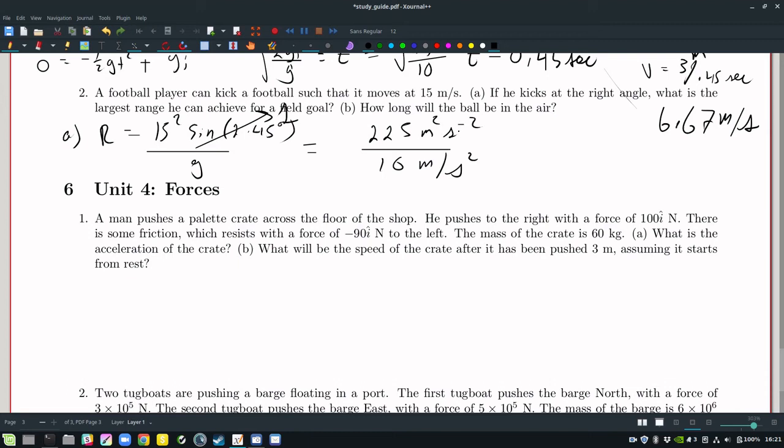In the numerator, there's a velocity being squared there, so these cancel each other. One of the meters cancels one of the meters, and the final units are just meters. And we get about 22.5 meters. How long the ball will be in the air is a different question.